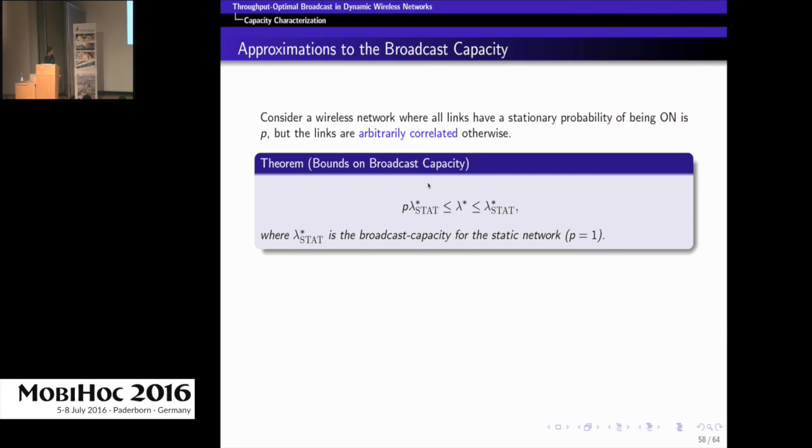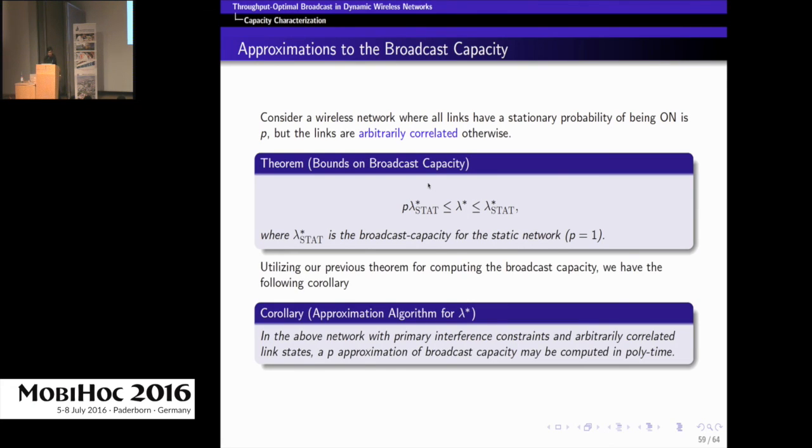Consider the situation where the links are arbitrarily correlated, but the marginal probability of a link being on is equal to p. Then we prove that the broadcast capacity of the network is upper bounded by lambda star stat, lambda star stationary, which is the broadcast capacity of the network for the stationary scenario when all the links are on with probability 1, and it is lower bounded by p times that. This directly translates to a p-approximation algorithm for computing the broadcast capacity.